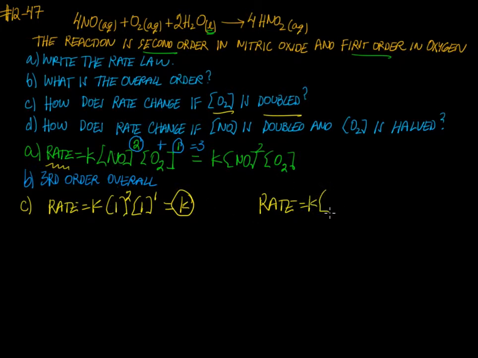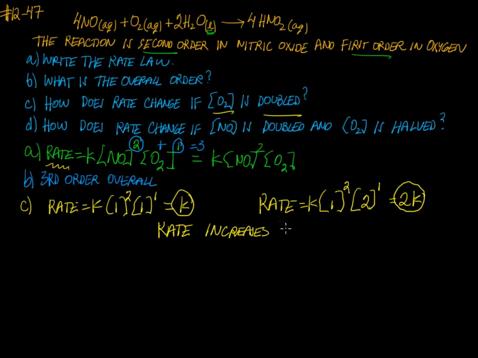NO is just going to remain the same, so we'll just plug in a fictitious 1 there. And then we want to double 1 molar. So that's going to become 2 molar. Okay, and that's to the first power. So 1 squared is just 1 times 2 times K. That's equal to 2 times K. Okay, so the reaction rate doubles here. Or we could say that the reaction rate increases 2 times.